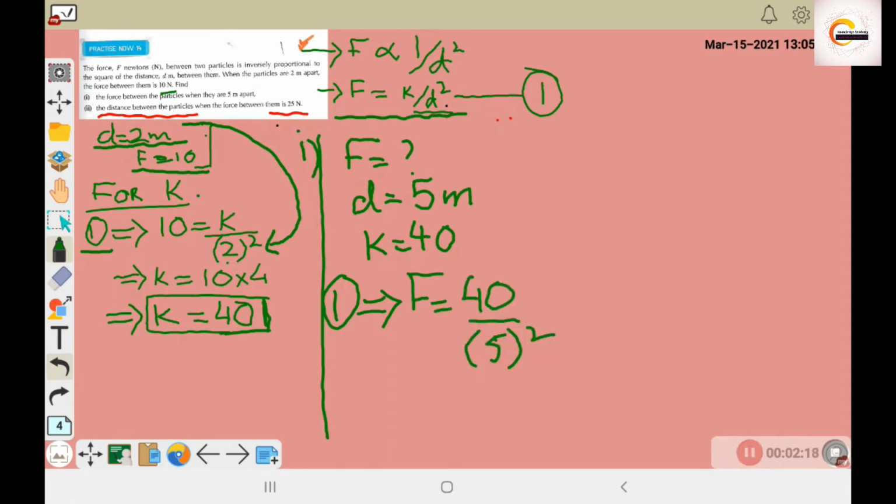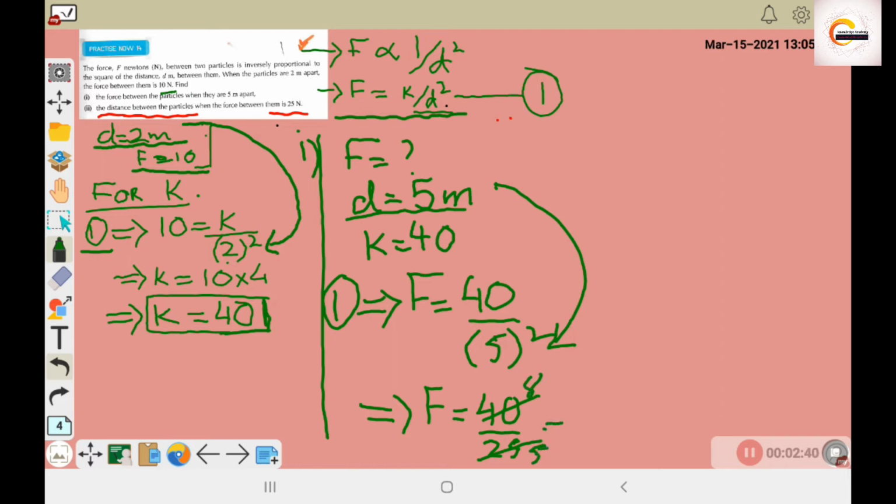Again, I had the value of d is equal to 5. I have put it and squared it. So F is equal to 40 over 25, and after simplification it will be 8 upon 5, which means the value of F is 8 upon 5. You can convert it into decimal, but I'm going to keep it like this.